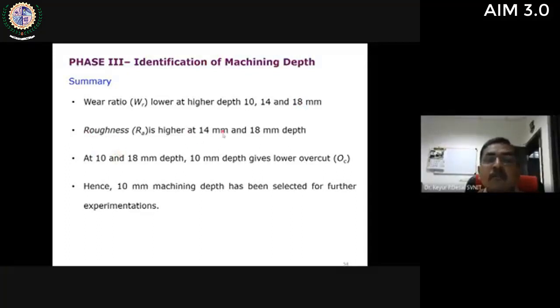Roughness is higher at 14 and 18 mm depth. At 10 mm depth, we get lower overcut. So depth should be intermediate. We cannot go for a cavity having very high slenderness ratio, that is having higher depth compared to diameter. Hence, 10 mm machining depth was selected for further experimentation.